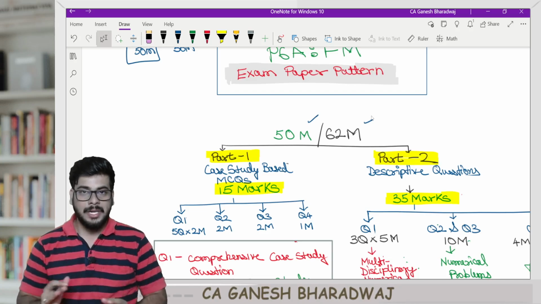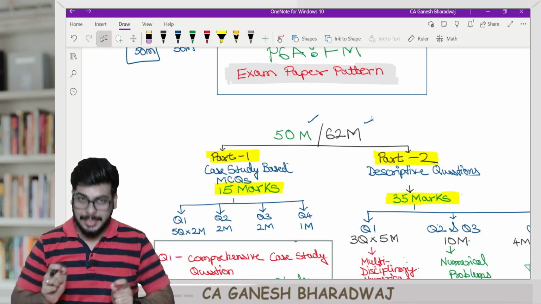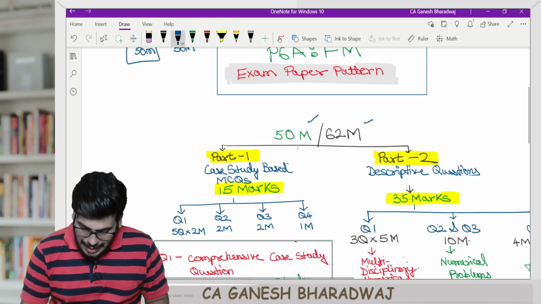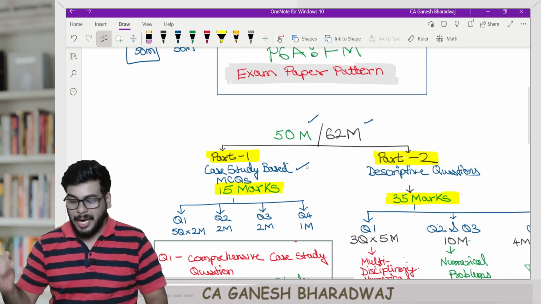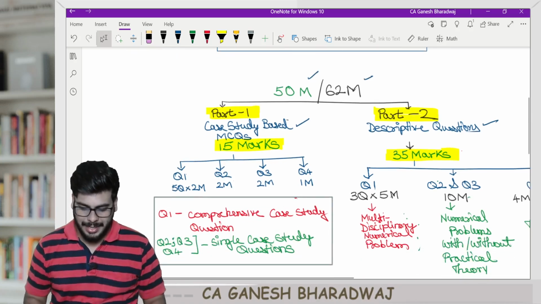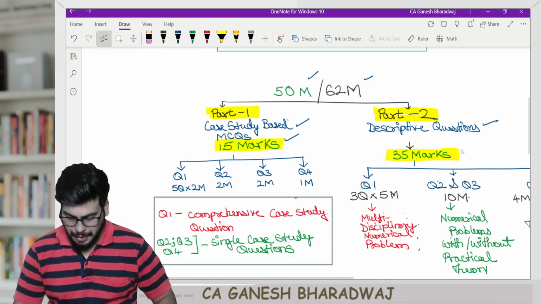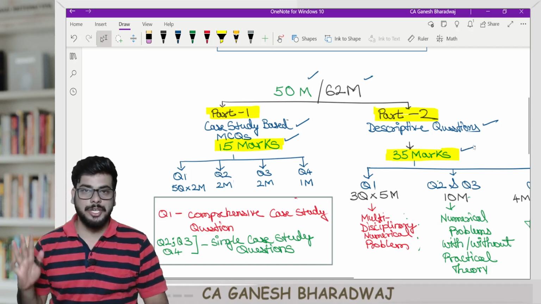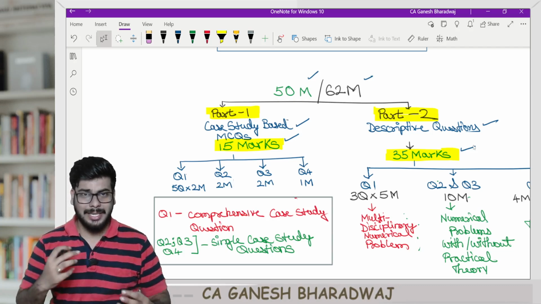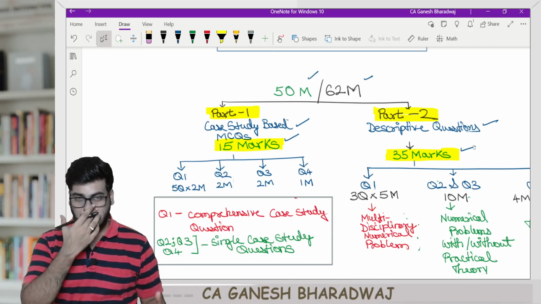Clear with this, guys? Now, part A, the financial management component itself, is bifurcated into 2 parts. Part 1 is called case study based MCQs and part 2 is called descriptive questions. Part 1, the case study based MCQs, is tested for 15 marks, while part 2, the descriptive component, needs to be written for 35 marks. Clear with this, guys, right? So now first let us get into part 1, the case study based MCQs, and how exactly your paper is going to look.